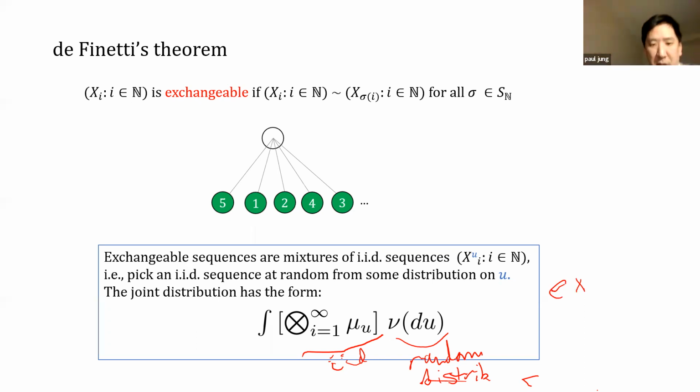Some examples of this could be, for instance, if you had an IID sequence of Bernoullis, but let's say the probability P of a coin flip coming up heads is itself random. Or let's say you have an IID sequence of normal random variables, and let's say the variance sigma squared is random, or the mean mu is random. Then this could be an exchangeable sequence of random variables, and the mixture is given by the random variance or the random P or the random mu.